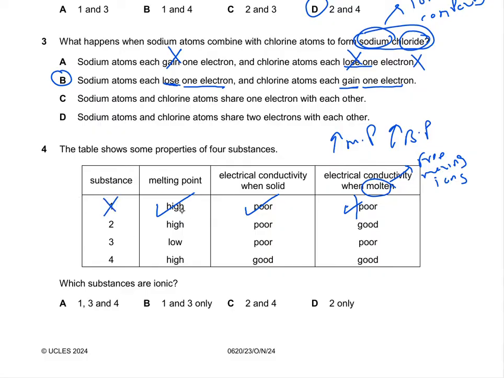Substance 2. It has a high melting point. Okay, that's true. It conducts electricity when solid? It does not conduct. So that's true. It conducts when molten. That's true. So that's an ionic compound.